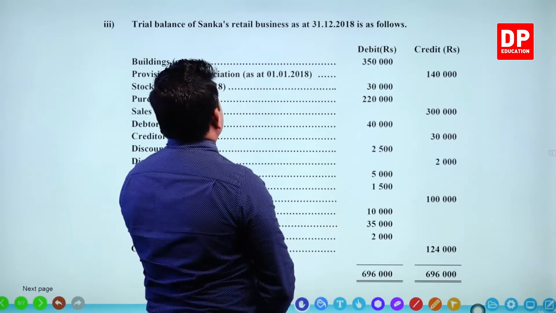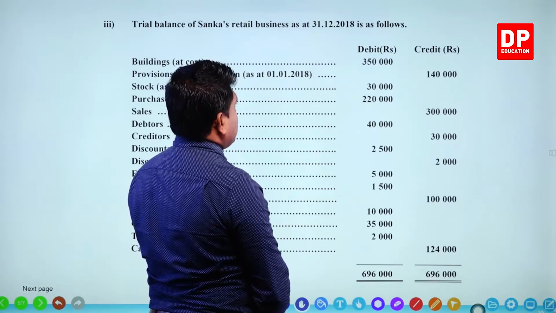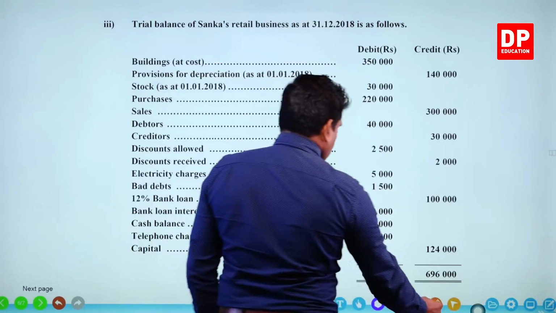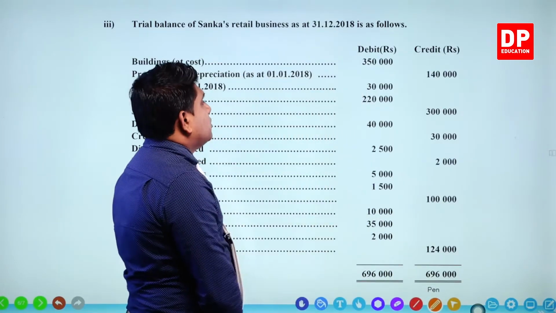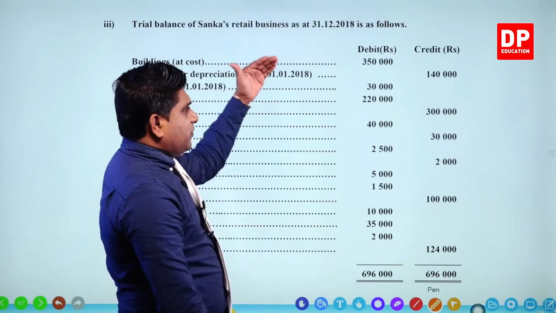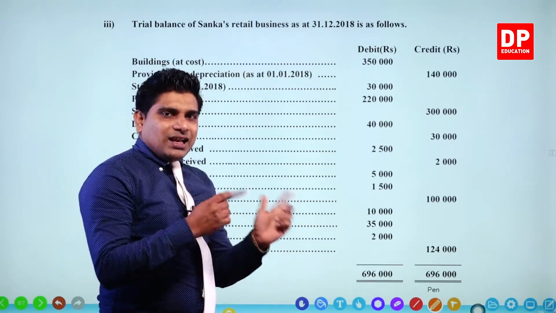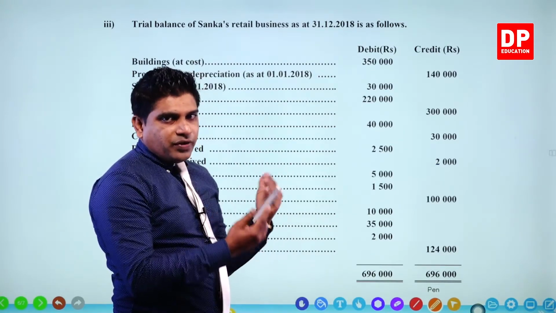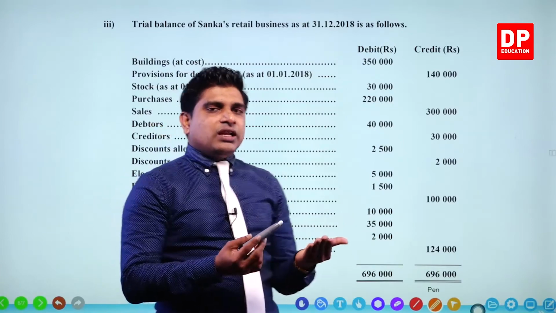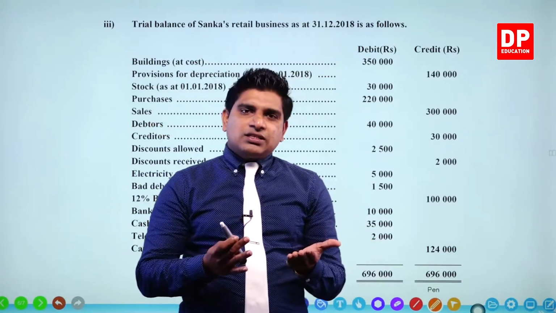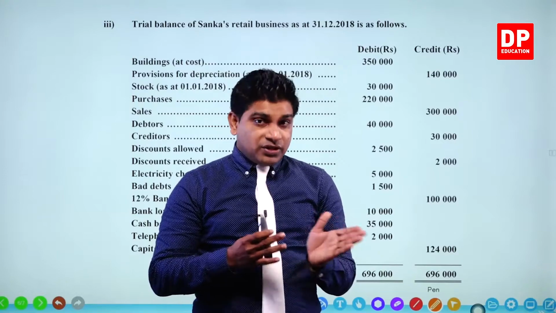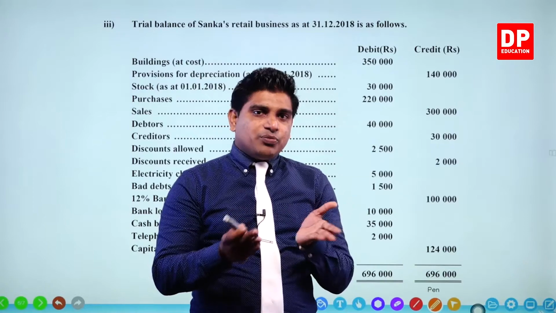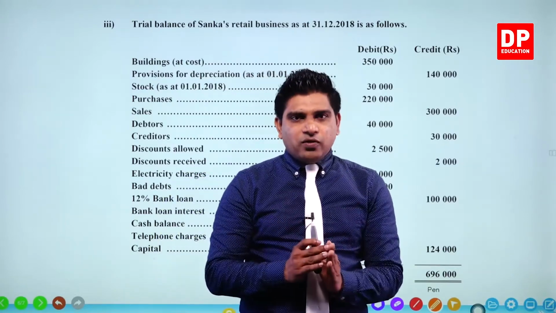Trial balance of Sankar's retail business as at 31st December 2018 is as follows, right? You know the method now. I taught you. What is the method? When you read the question, at the same time you can classify each item: whether it goes to the statement of financial position, and which category, current assets or non-current assets, non-current liabilities or current liabilities. If it is going to the profit and loss statement, in which expense category. If it's an income, you put other income, right? We classify now first.